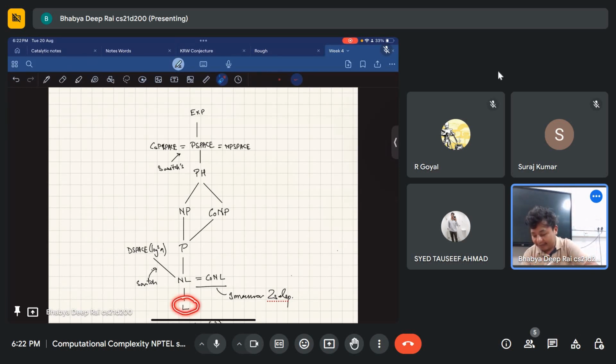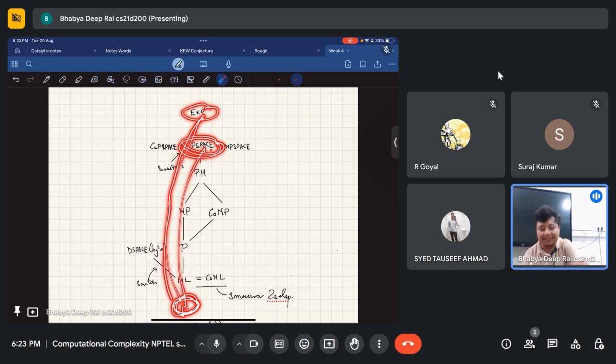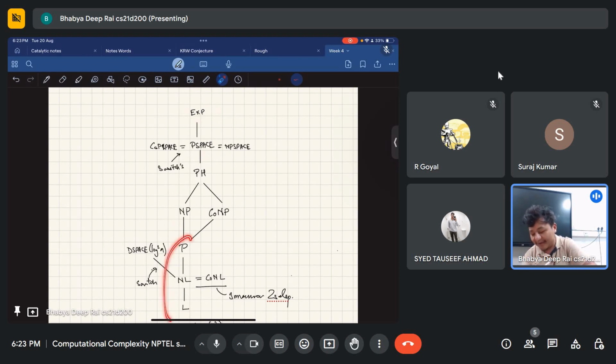So L is definitely strictly contained in PSPACE by the space hierarchy theorem. PSPACE is contained in EXP, so we have a separation between L and PSPACE, therefore we have a separation between L and EXP. But we cannot say the same for L and P, because we first of all don't know the separation between L and NL. Right now, we cannot tell anything about the separation between L and P.